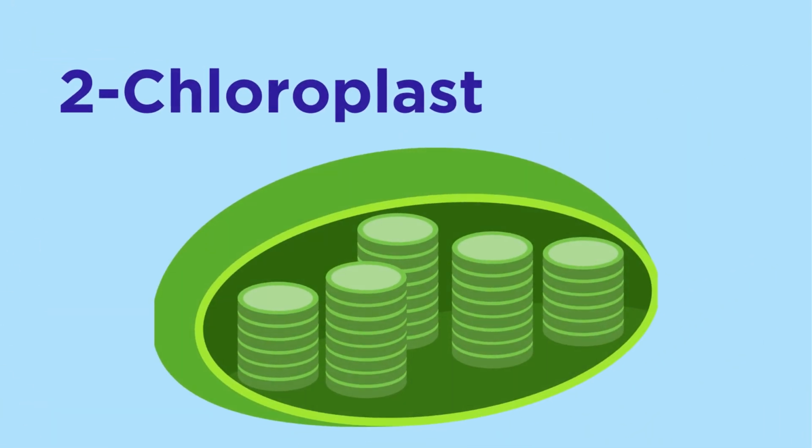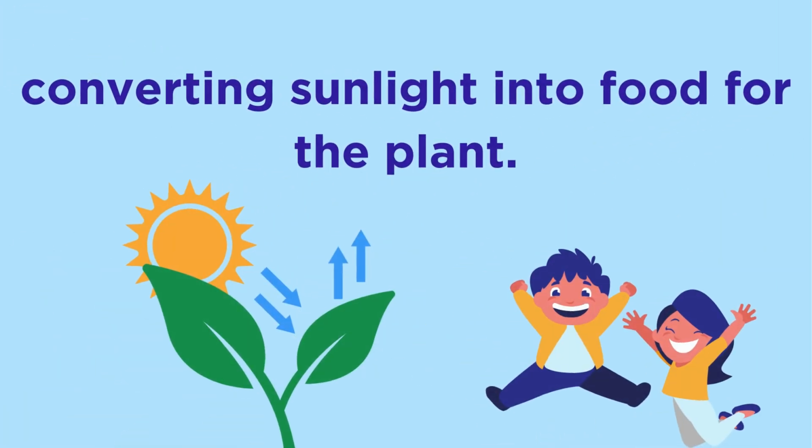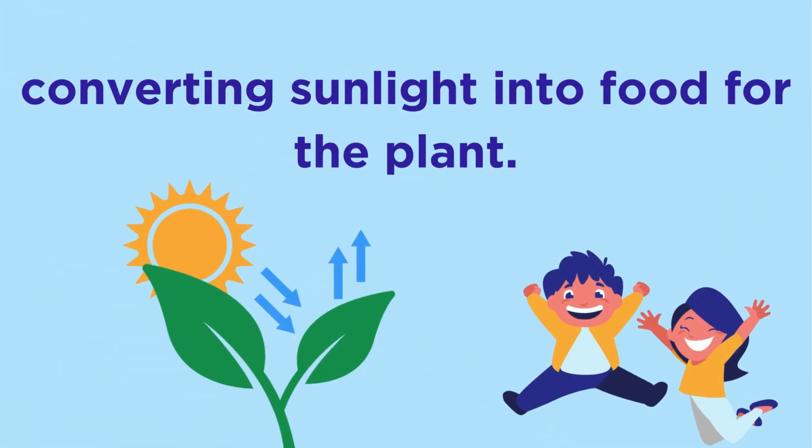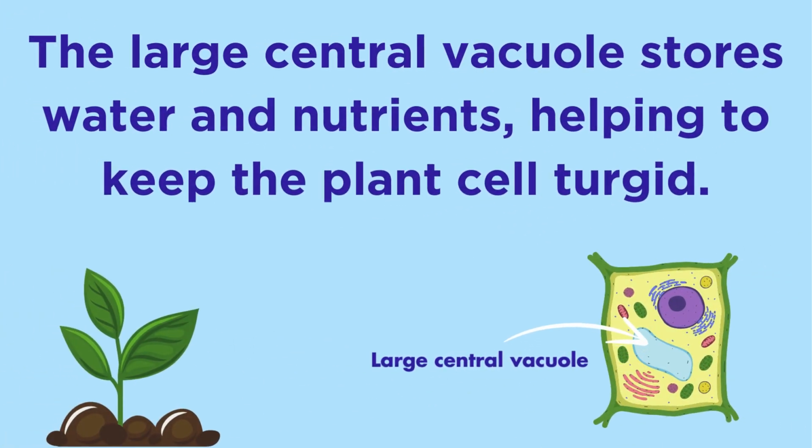Number 2. Chloroplast. Chloroplasts are green structures where photosynthesis happens, converting sunlight into food for the plant. Number 3. Large central vacuole. The large central vacuole stores water and nutrients, helping to keep the plant cell turgid.